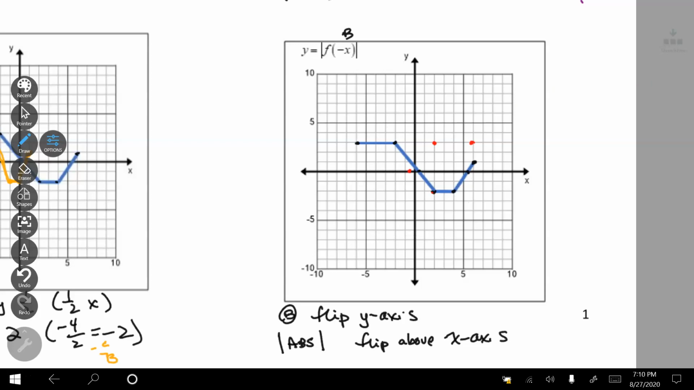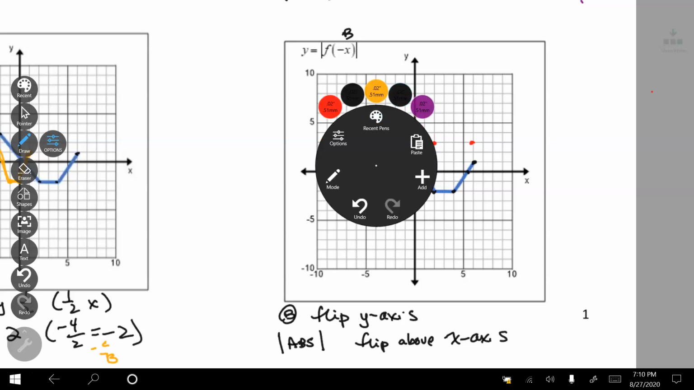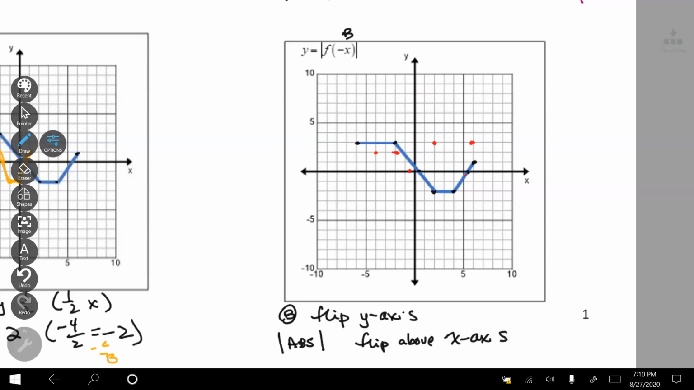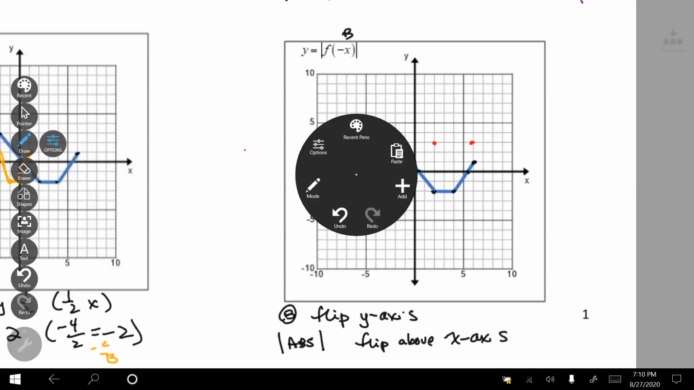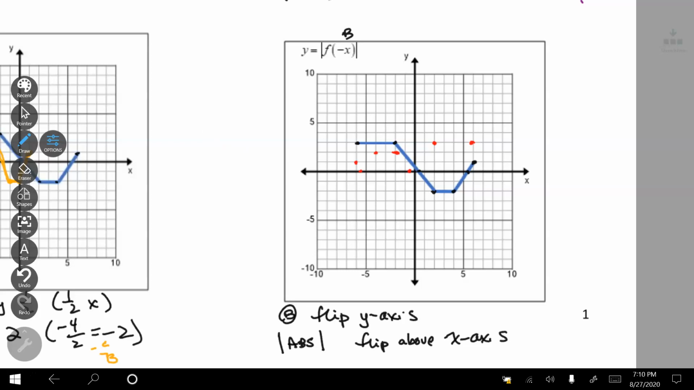This dot here has to flip the y-axis and then go above the x-axis. It's way up here. This dot's going to do the same thing, flip the y, go above. And then this one is going to flip the y, which is like -5.5. And then finally, this one's going to flip the y and stay above. And I don't know why this is always happening, but whatever. So I'm going to play connect the dots. It's going to look really weird.